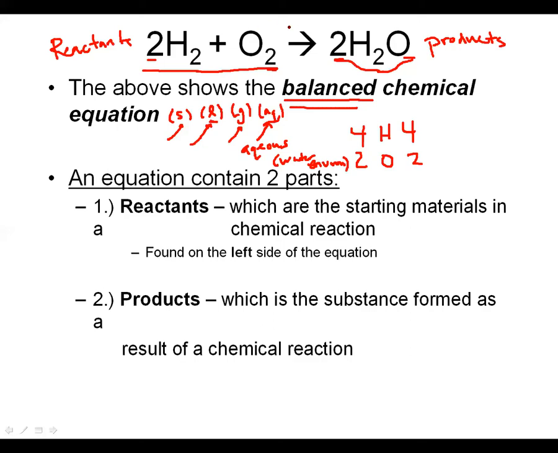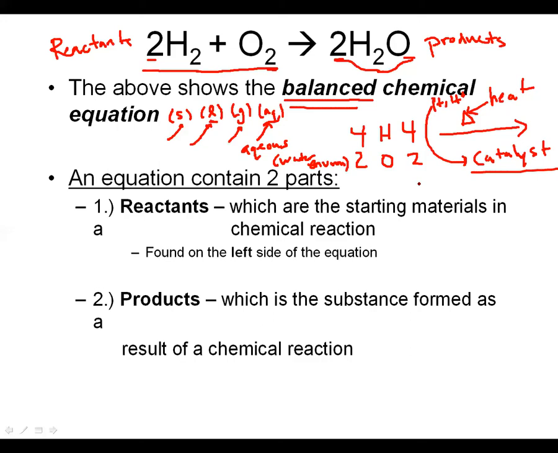Other things you'll sometimes see written on top of the arrow: you'll see delta, which usually means heat. You may also see something like platinum. You may see something like H+ written on top of the arrow. These guys are what are known as catalysts. A catalyst is not a reactant. It's not a product. It is not used up during the reaction.